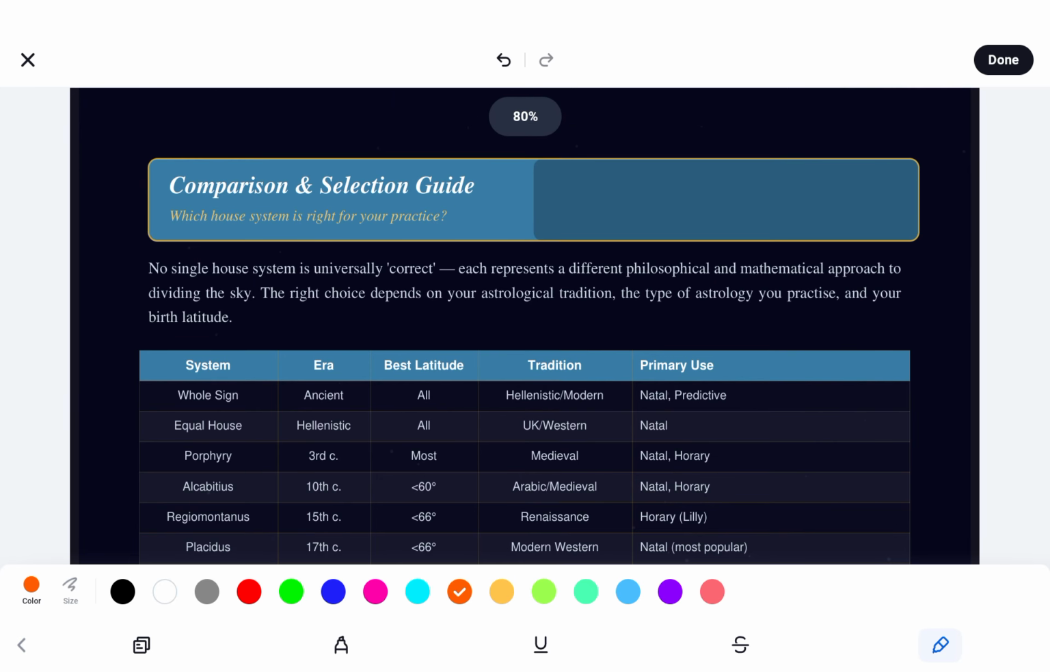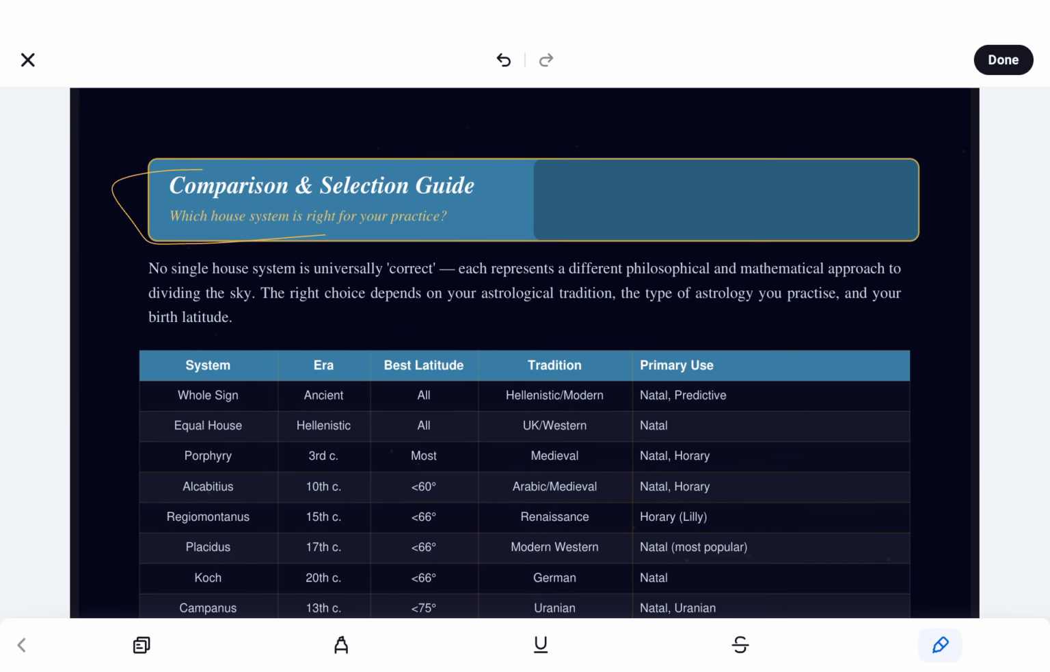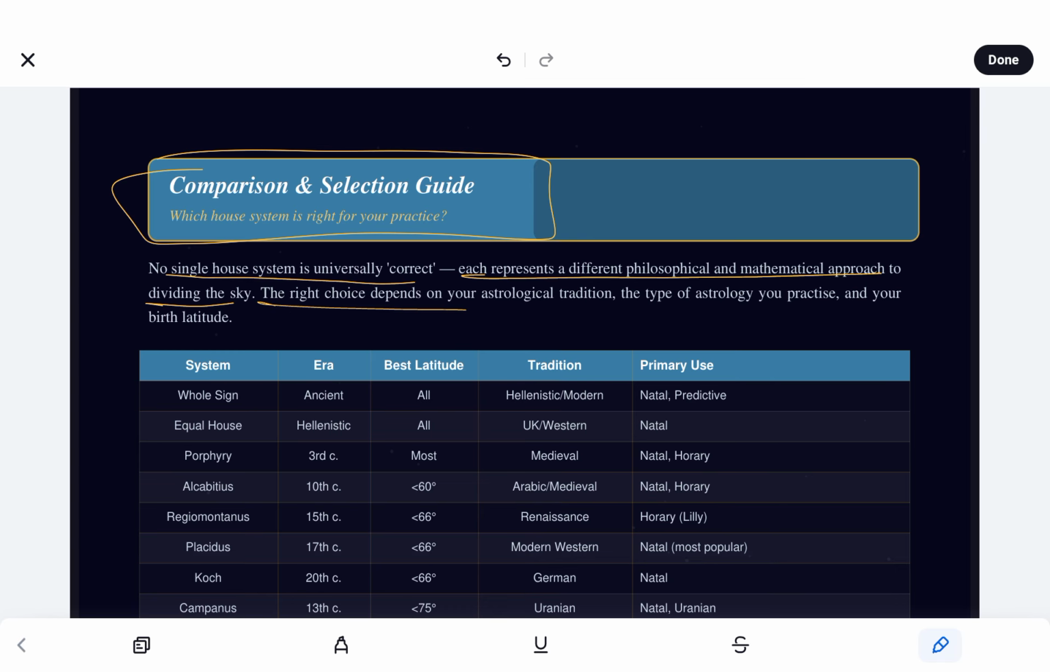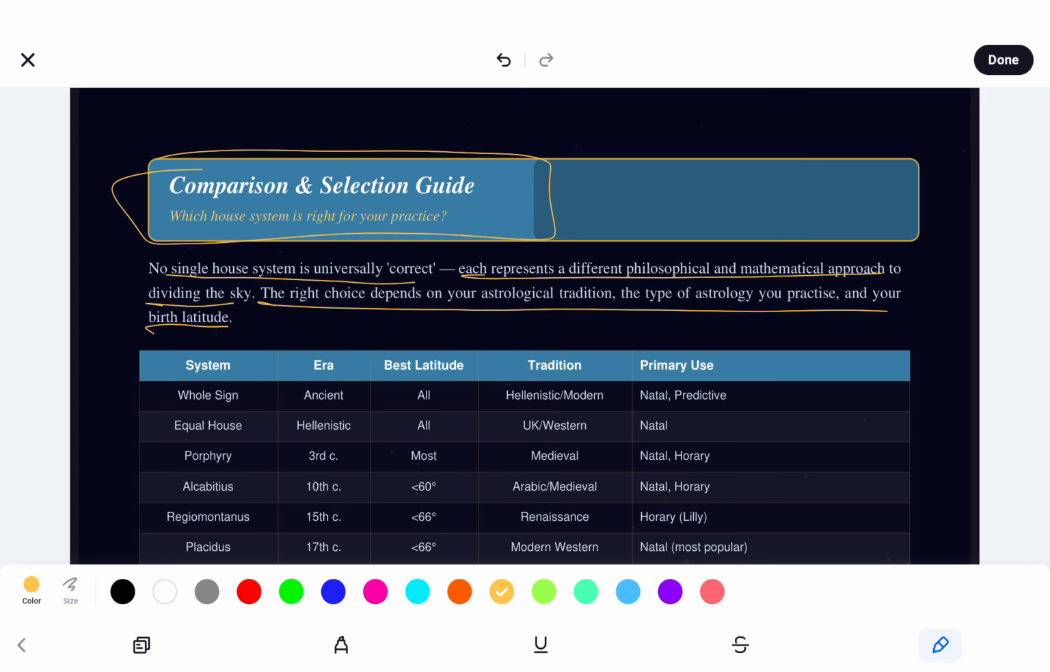And now here's a comparison and selection guide. Which house system is right for your practice? No single house system is universally, quote-unquote, correct. Each represents a different philosophical and mathematical approach to dividing the sky. The right choice depends on your astrological tradition, the type of astrology you practice, and your birth latitude.